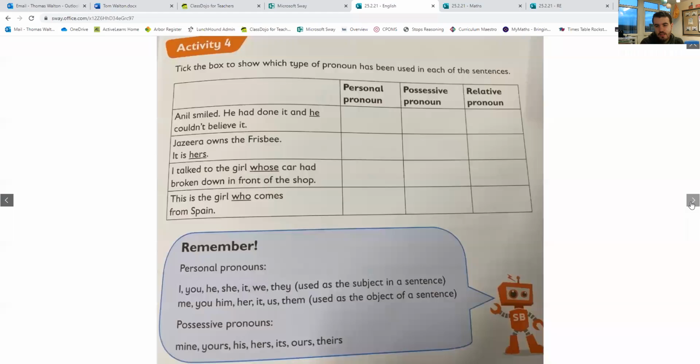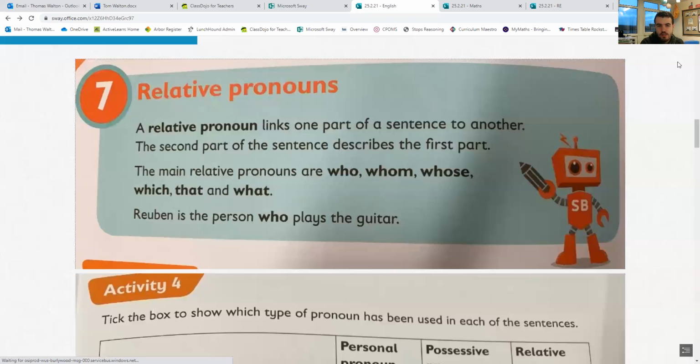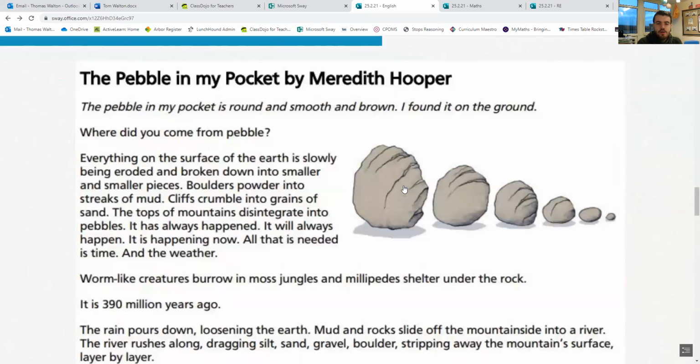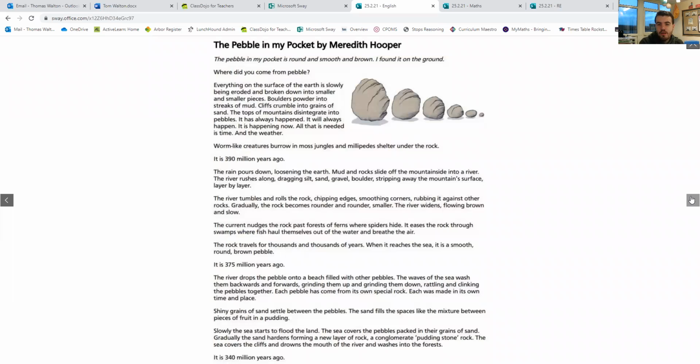Have a look at these, think about which ones are possessive, which ones are personal, and which ones are relative. And obviously write down which one you think it is for each one, as you can't copy and paste it in the boxes. So, reading comprehension, we've got our text, The Pebble in My Pocket by Meredith Hooper.